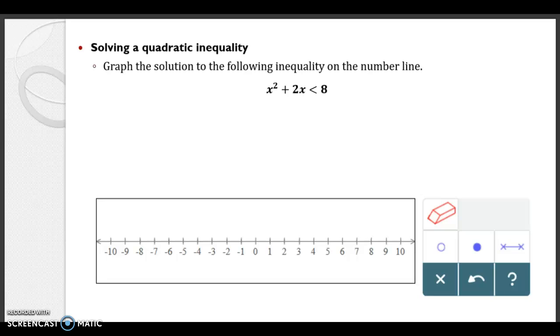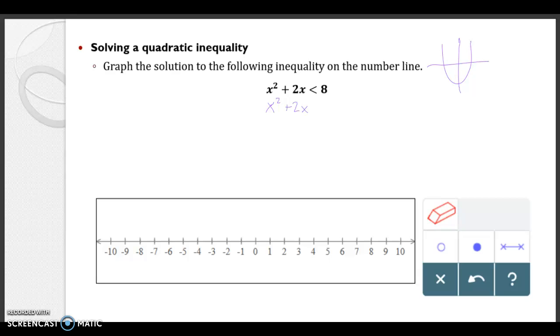Hey everybody, this video will talk about solving a quadratic inequality. Now we can see with this inequality x squared plus 2x less than 8 that we don't have something that says less than 0 like we did on our factored quadratic inequality. So we always, because we want to check where the graph is above or below the x-axis, we always want to make sure that we have a 0 on one side.